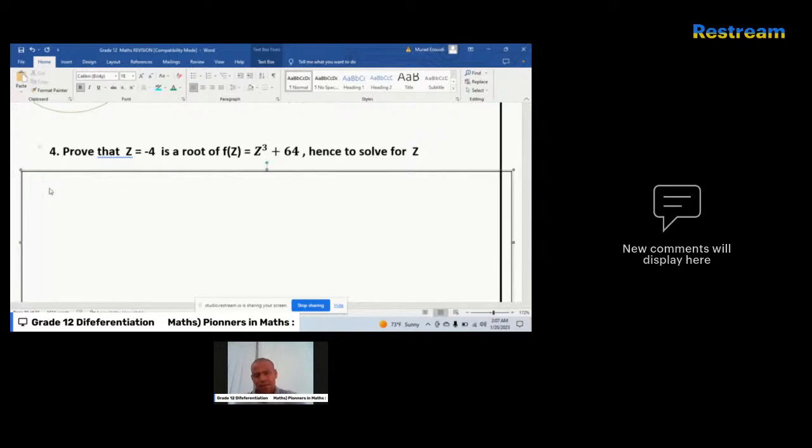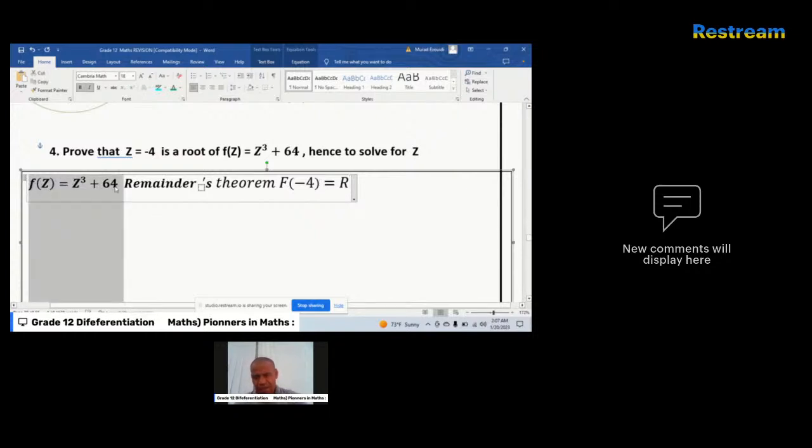Now, as we call the remainder theorem, it states that if a is a root, therefore f of -4 should be equal to 0. This one is called the remainder r. Now I will just calculate f of negative 4 and check.